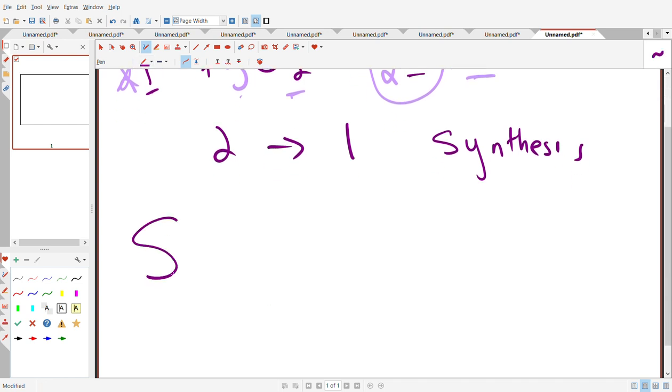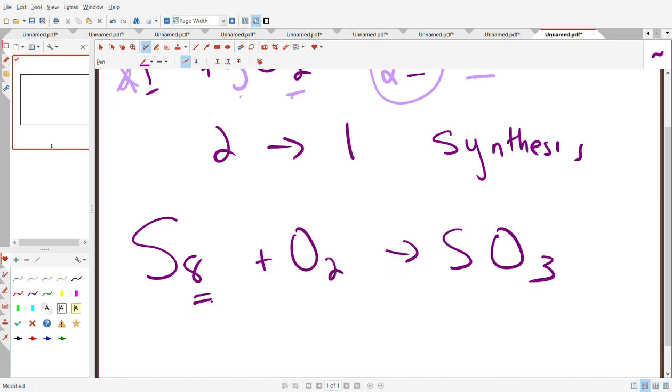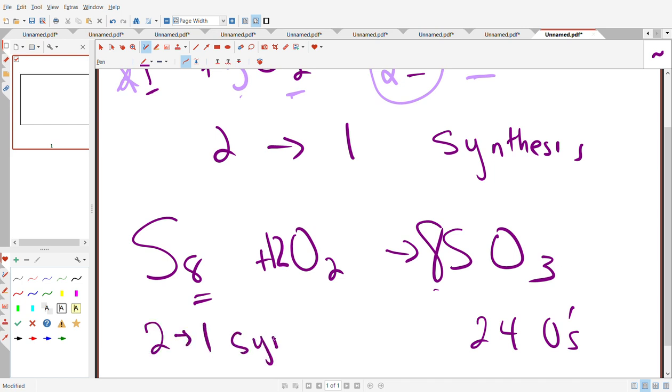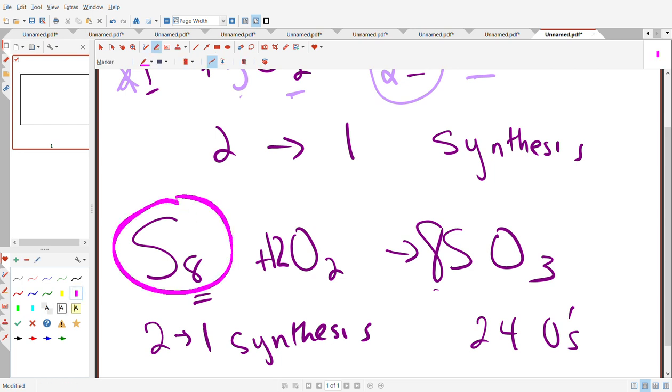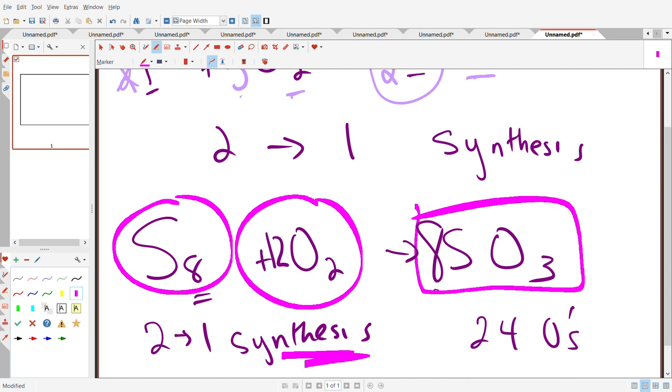Here's another one. S8 plus O2 yields SO3. Well, we have 8 S's, so I'm going to put an 8. Now, 8 times 3 is 24 oxygens. So that's easy. Just got to put 12 here because 12 times 2 is 24. And now I'm balanced. And that's 2 things going on this side to 1, so that's called synthesis.